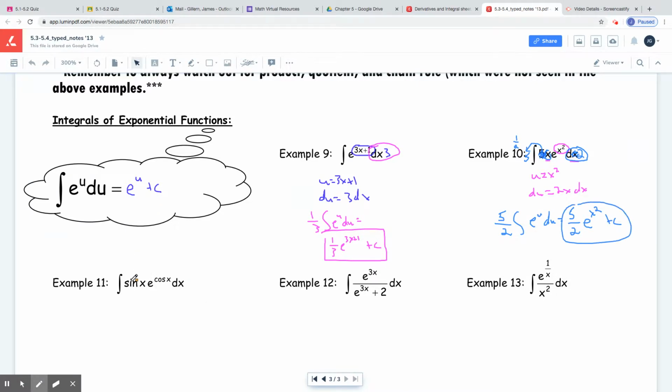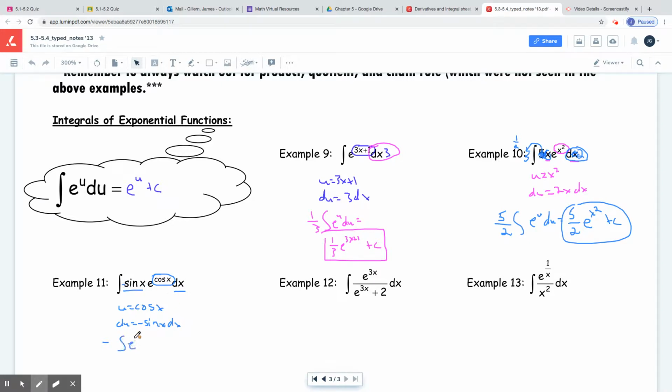All right. So here I have some trig, but I have sine x e to the cosine x. Make u whatever is the exponent. The derivative of cosine is, if you forget, look on your formula sheet, negative sine dx. I have the sine there. I'm just missing a negative. So it's negative. That's all I have to put. So the sine x dx, that's my du.